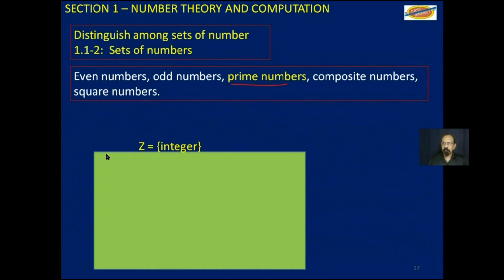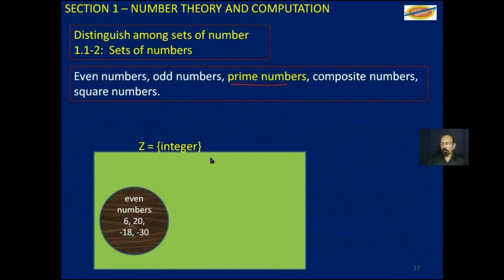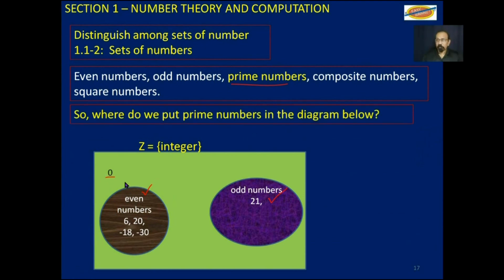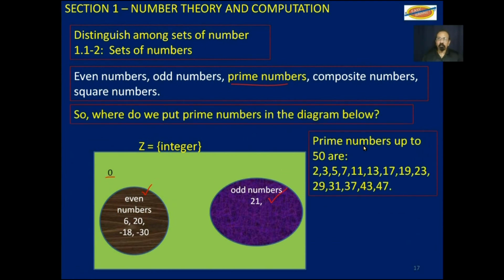So you have this box here that contains all the integers that we have met so far. We have even numbers over here. We have odd numbers over here. We have 0 there as well. Where will we put prime numbers in this diagram? So the prime numbers up to 50 are 2, 3, 5, 7, 11, 13, 17, and so on. Notice most of them are odd numbers except for 2.